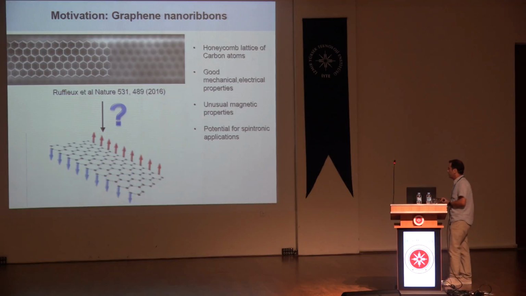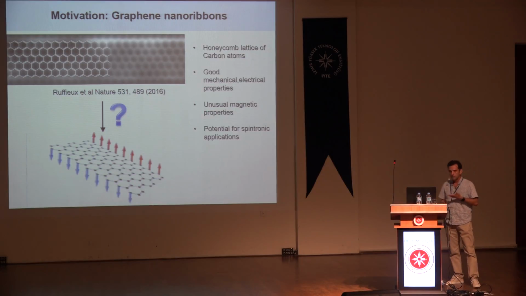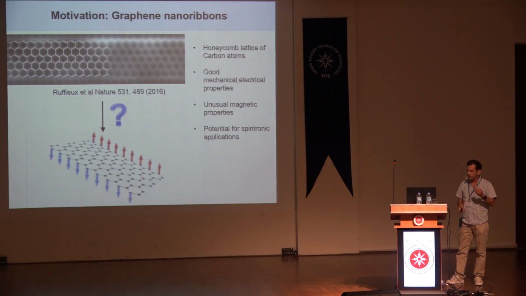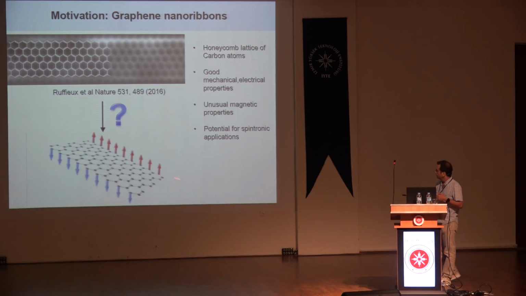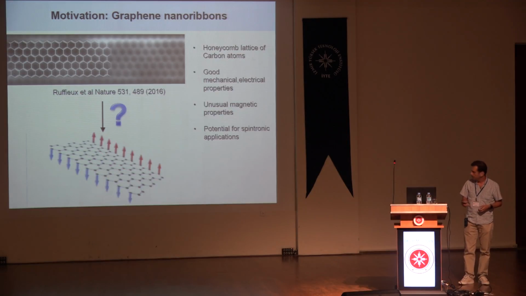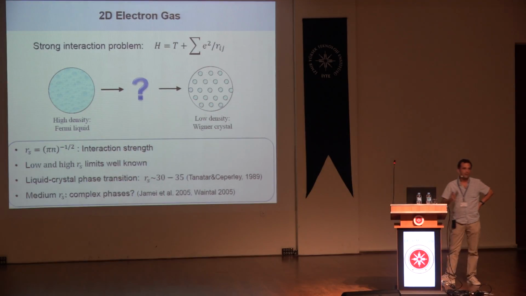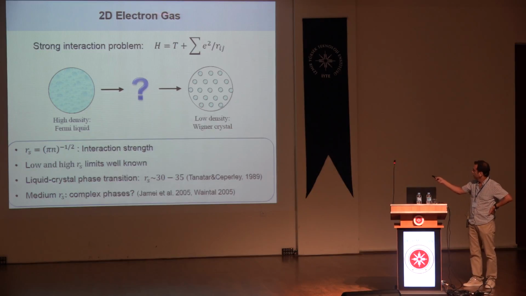In this talk, I will try to convince you that there is more to this story. Actually, this picture holds only when the system is charge neutral, and if you dope the system, so if you add electrons or remove electrons, there will be additional phenomena, more complex spin textures, and Wigner crystallization at these edges.